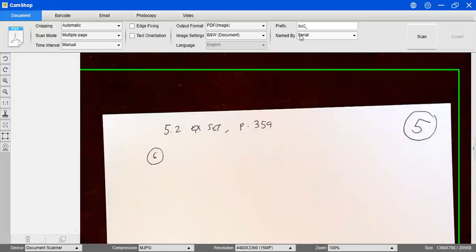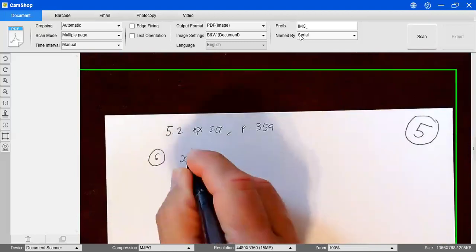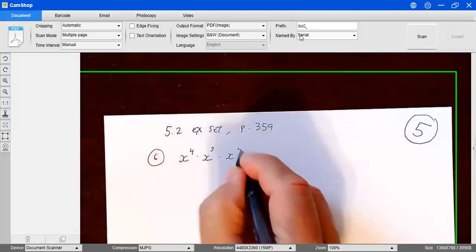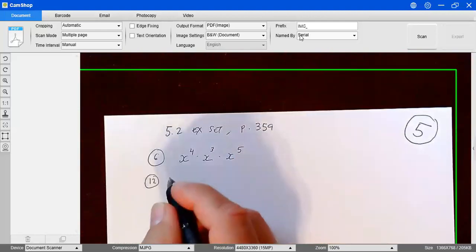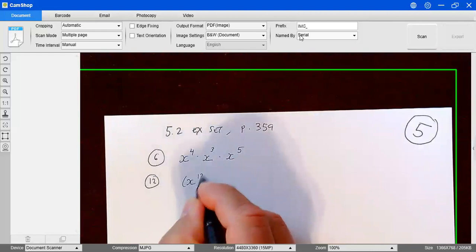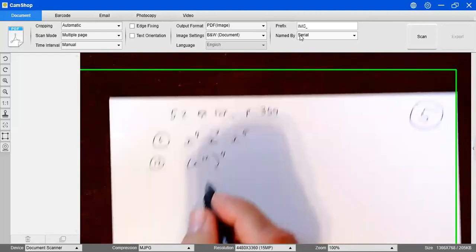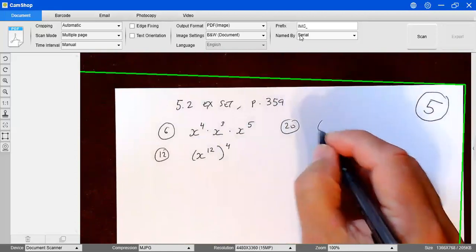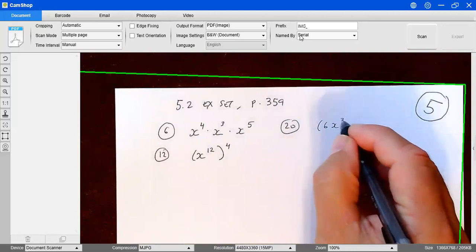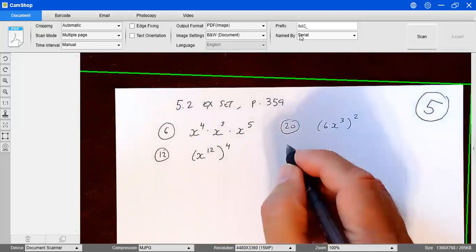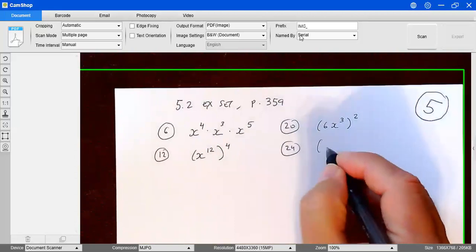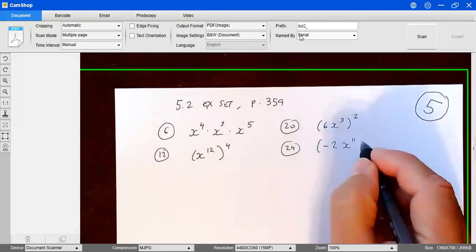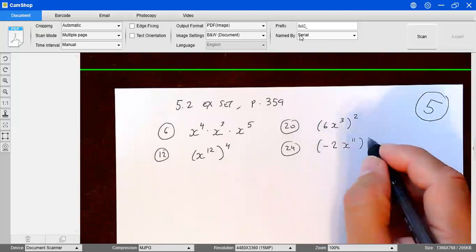So you have x to the 4 times x to the 3rd times x to the 5th. Then problem 12 is just x to the 12 to the 4th power. Then problem 20 is 6x to the cube, to the 2nd power. And finally, 24 is just -2x to the 11th power, and everything to the 5th power.